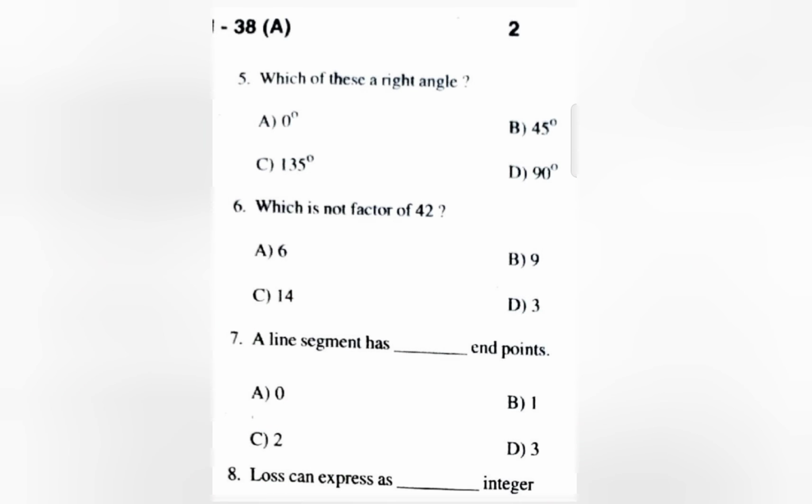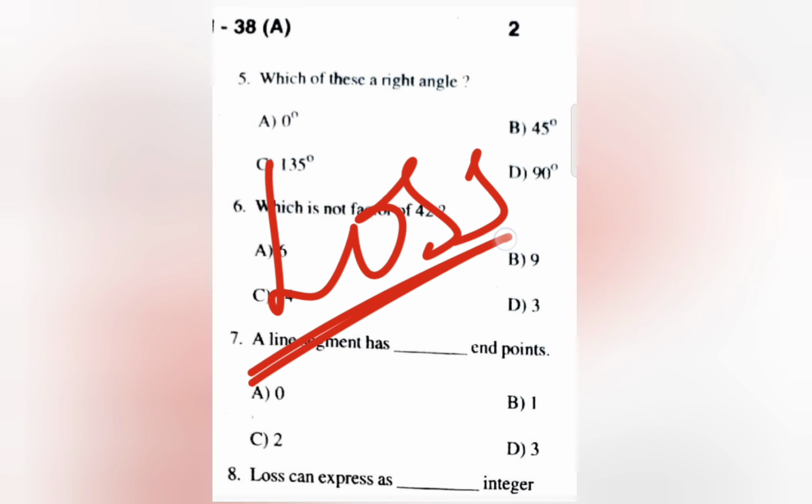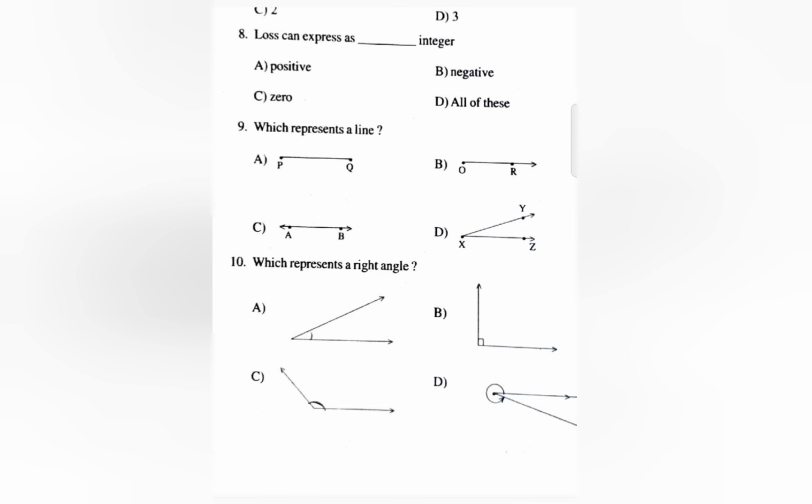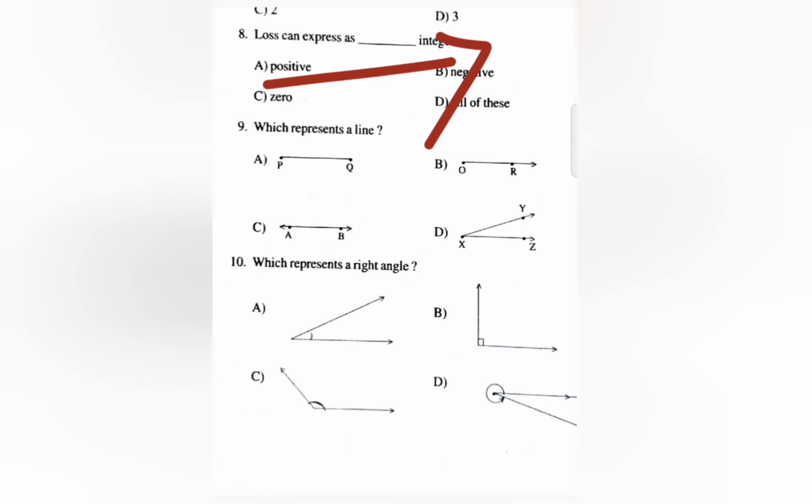Moving on to the next, eighth question. Loss can be expressed as a dash integer. Loss is represented by negative integers and profits are represented by positive integers. Question number 9: which represents a line? A line means a straight line. In a previous problem we discussed that a straight line has no endpoint. So it is neither A nor B, but it is exactly option C. So our answer will be option C.